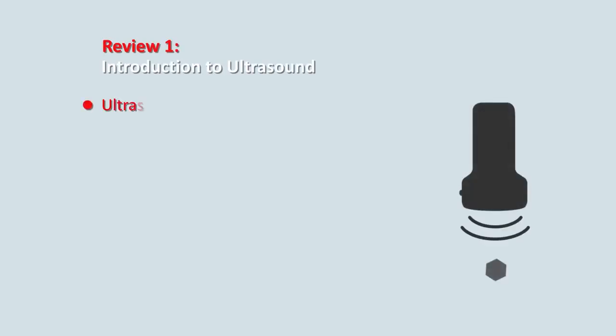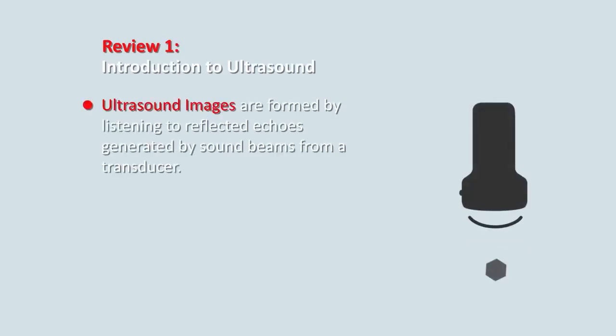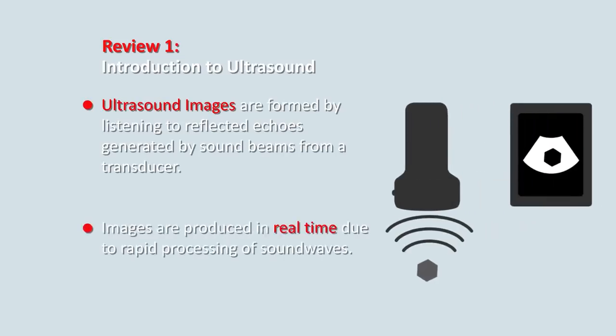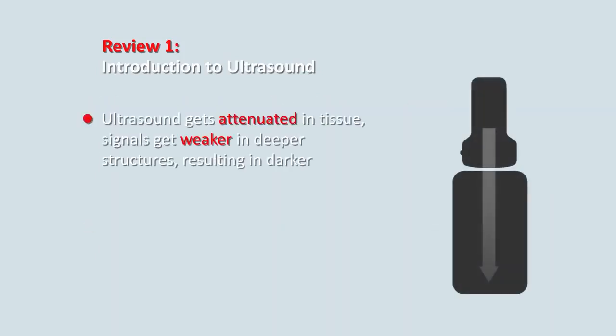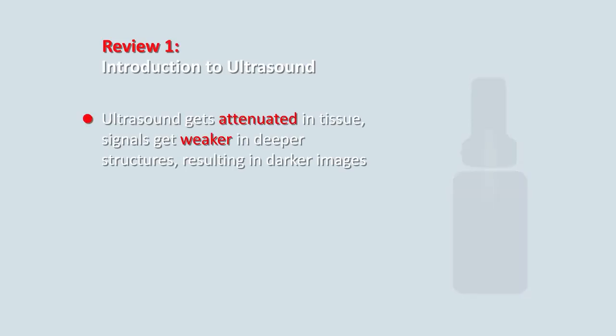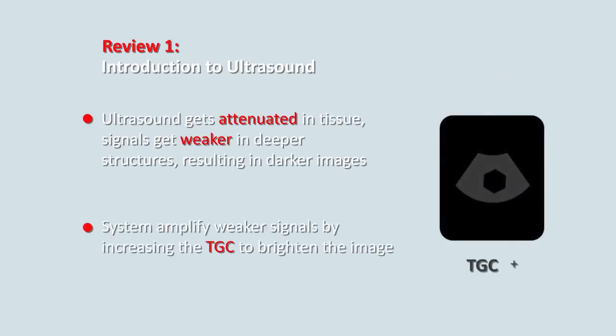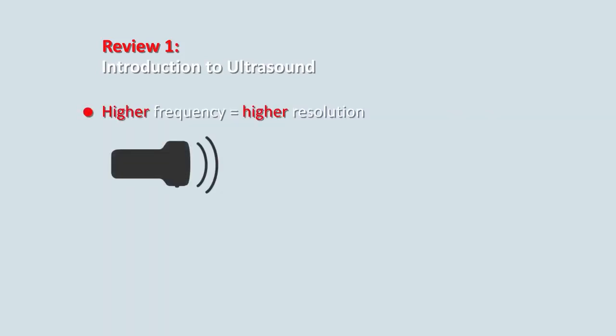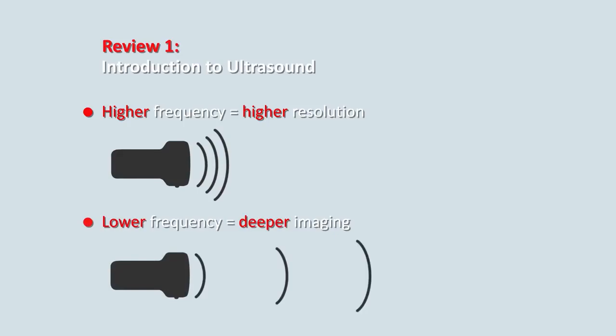Let's review some highlights about the physics of ultrasound. Ultrasound images are formed by listening to echoes from structures reflecting a generated ultrasound beam or sound wave. As sound gets attenuated while going through tissue, the signal gets weaker in deeper structures. Ultrasound systems amplify these weaker signals to brighten the image for better visibility. Higher frequencies provide higher resolution images for shallow anatomy. Lower frequencies enable imaging deeper inside the patient.